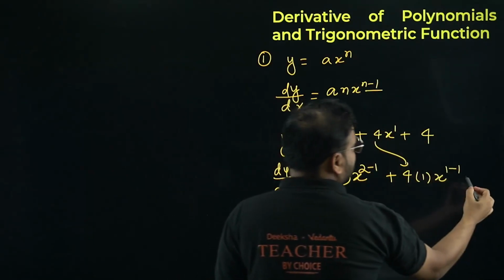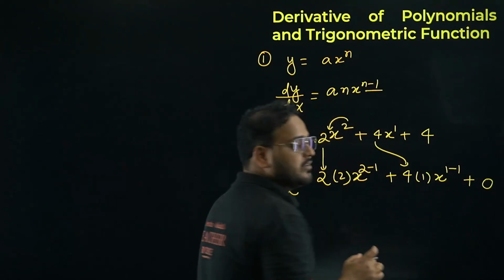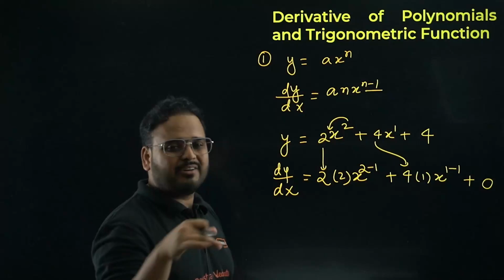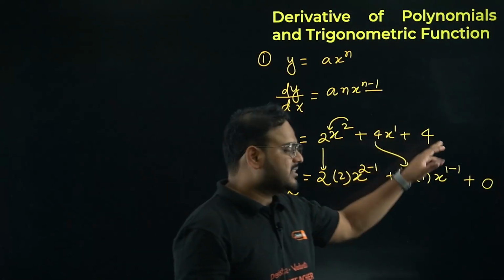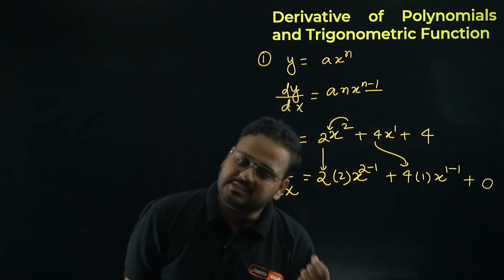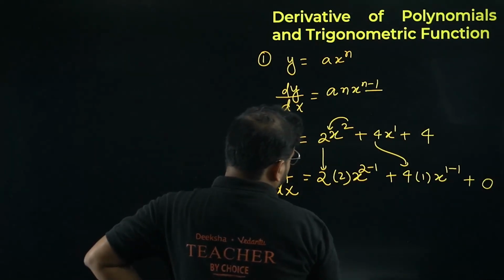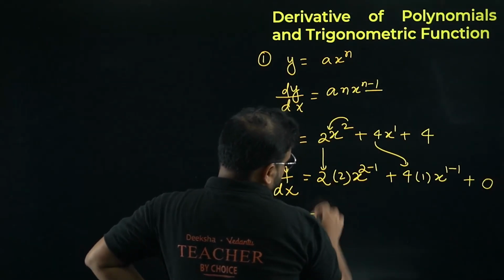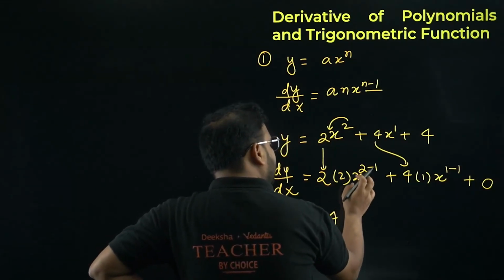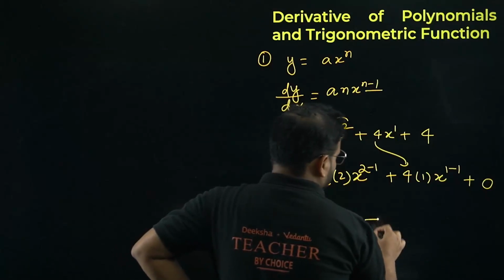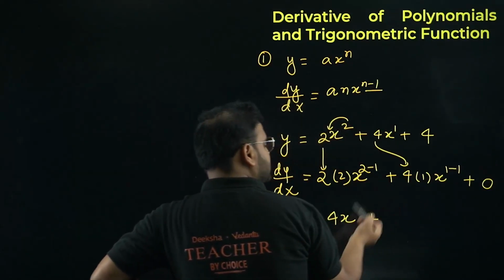For any constant, we know the derivative is always 0. Whatever the constant is, if it is a constant, the answer for the derivative is 0. So let's have a look at what I'm getting. 2 into 2 is 4, x power 2 minus 1, so I get x over here. Again, for the plus, 2 minus 1 is 1 only.